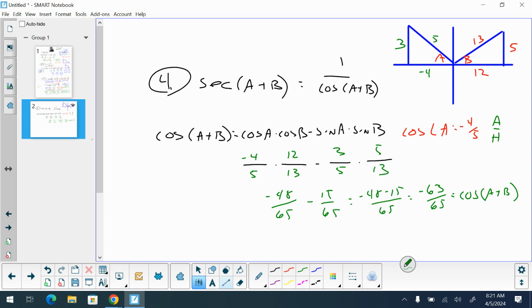To find our secant, all we have to do, flip it over. So we have negative 65 over 63.